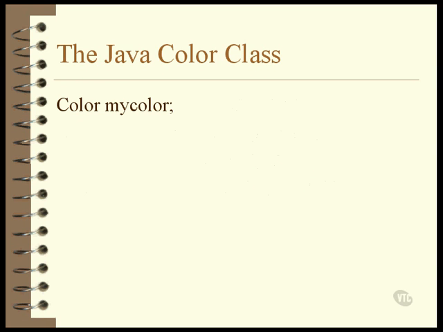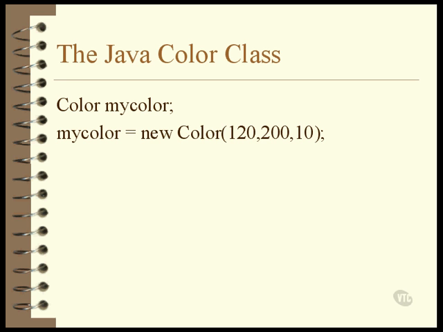Just like any other object, to create a color object, you first need to declare a reference to hold its address, which you can do on the same statement you used to create the color, or you can do it ahead of time, like the line of code shown here. You have some choices. There's more than one way to create a color object.